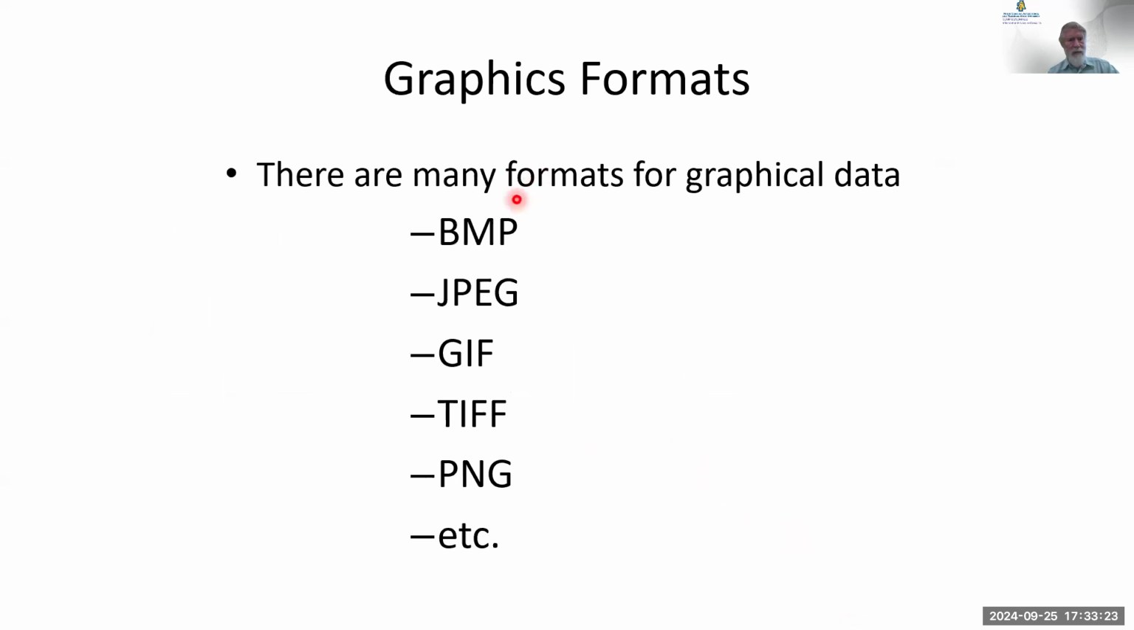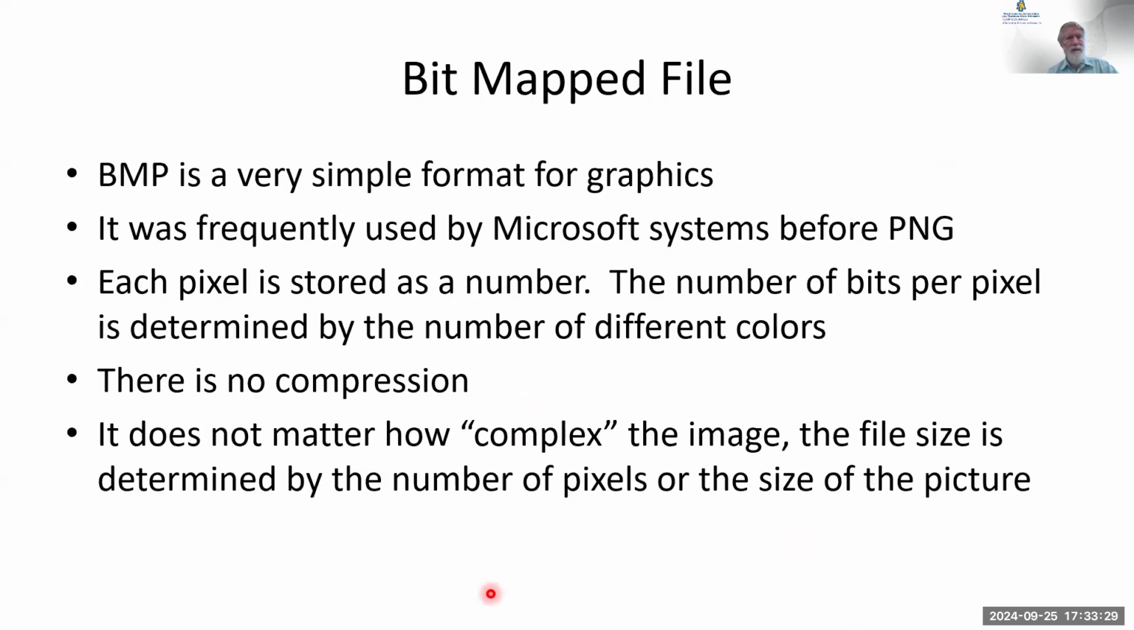There are all sorts of formats: BMP, JPEG, GIF, PNG, and lots more. BMP is very simple. It's a bitmap. Each pixel is represented, and if it's color, then each pixel is represented by 4 bytes. That takes a lot of space because if you have 1,000 by 1,000 pixels, that's 1,000,000 pixels. With 4 bytes each, that's 4 million bytes to represent the picture. There's no compression in it, so it doesn't matter how complex the picture is.